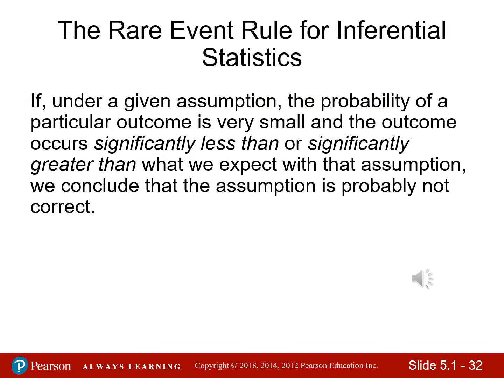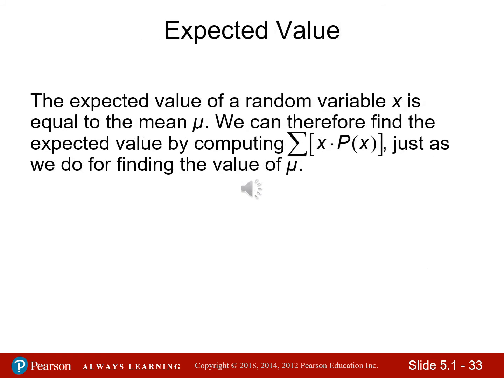If, under a given assumption, the probability of a particular outcome is very small, and the outcome occurs significantly less or significantly greater than what we expect with the assumption, we can conclude that the assumption is probably not correct. Recall that the expected value of a random variable X is equal to the population mean mu. We can therefore find the expected value by computing the sum of X times the probability of X, just as we do when we're finding the population mean mu.